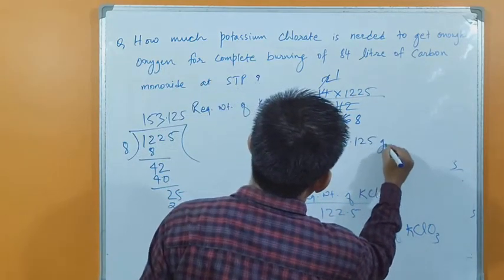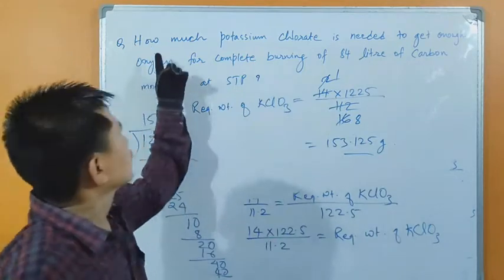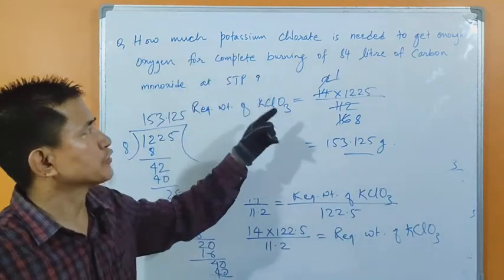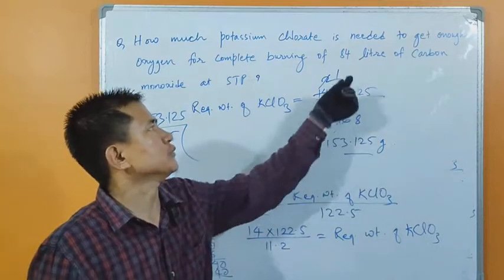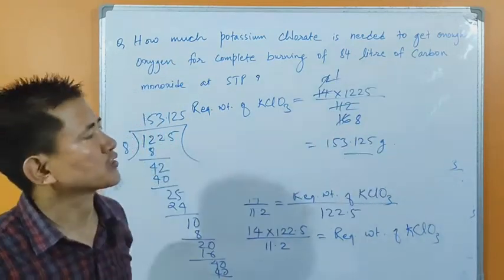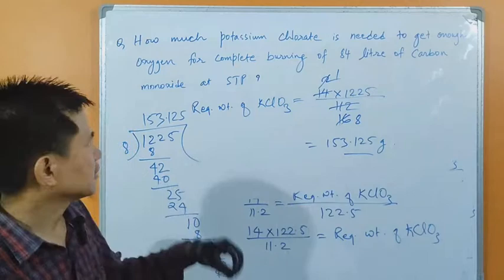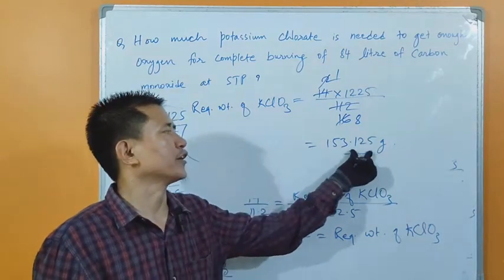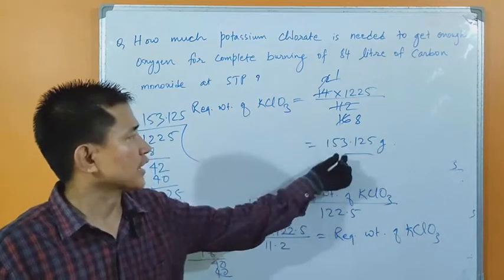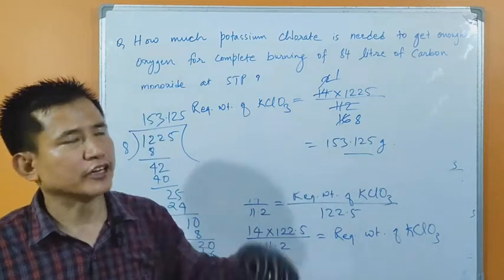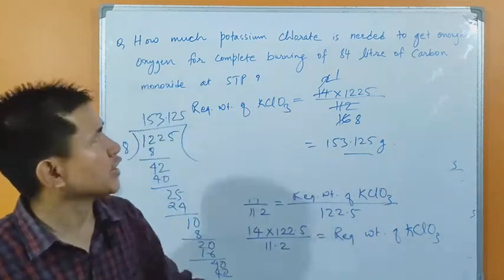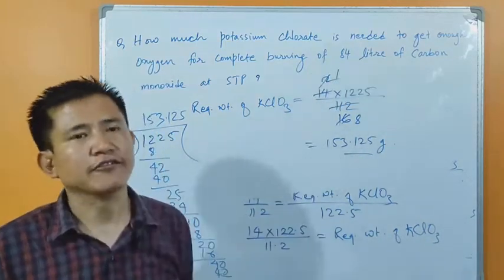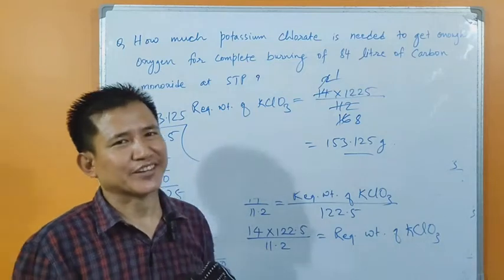153.125 gram. Okay. The question was how much potassium chlorate would be needed to produce enough oxygen so as to burn 84 liters of carbon monoxide gas completely. So the answer is required weight of potassium chlorate is 153.125 gram, so that this much gram of potassium chlorate will produce enough oxygen so as to burn completely 84 liters of carbon monoxide gas.